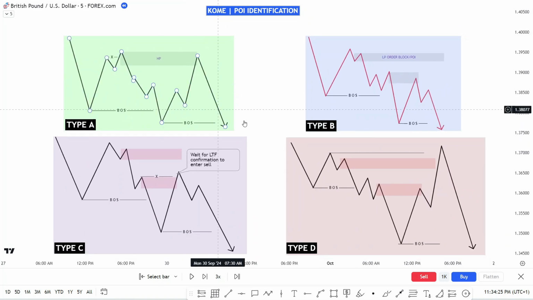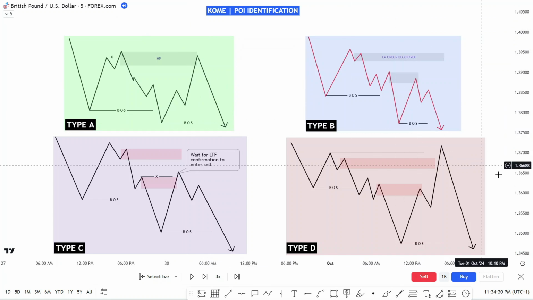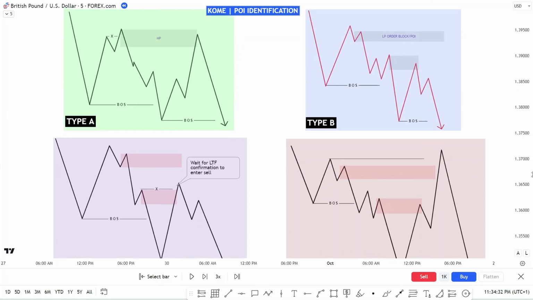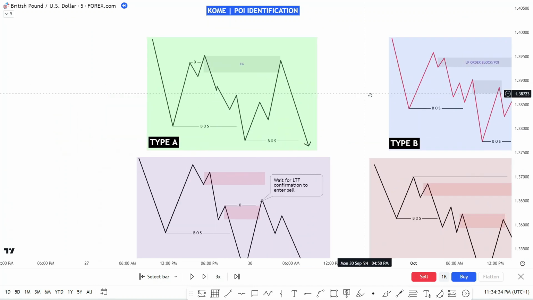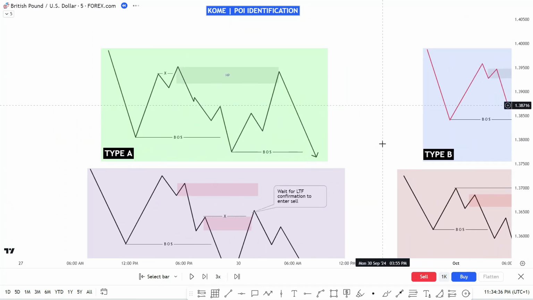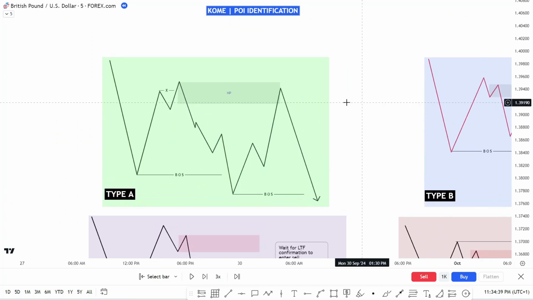and I'm going to use this diagram to explain to you the various types of points of interest, and I'm going to show you by the end of this video the best point of interest that you should start using. So let's start with the type A points of interest.